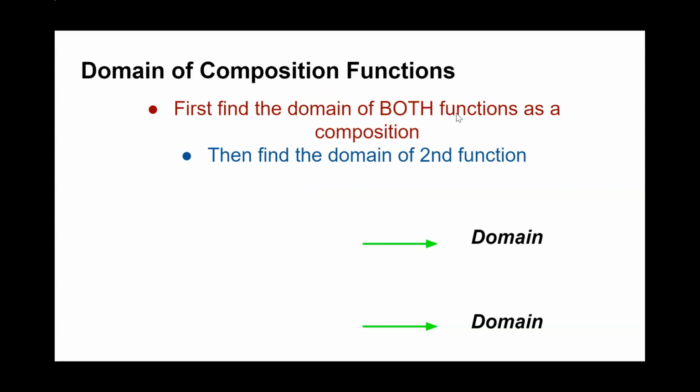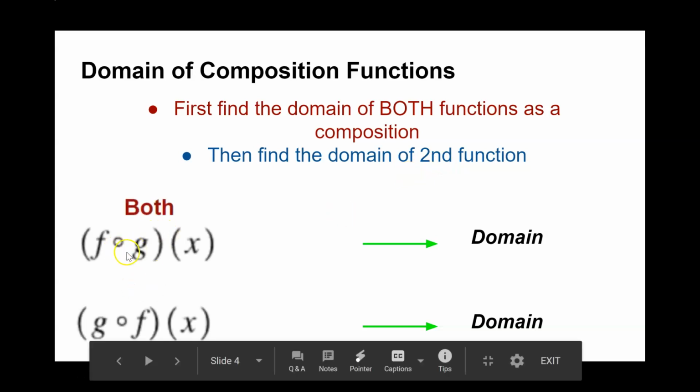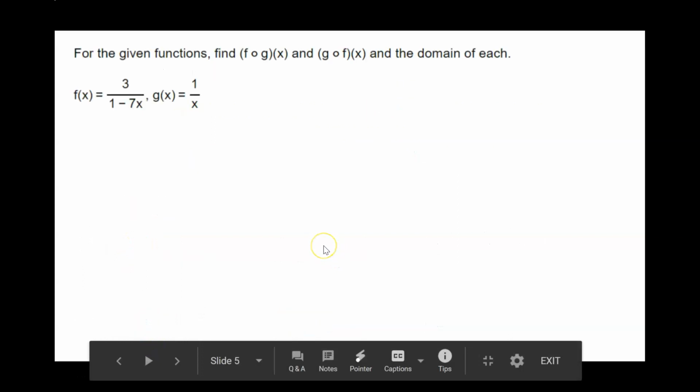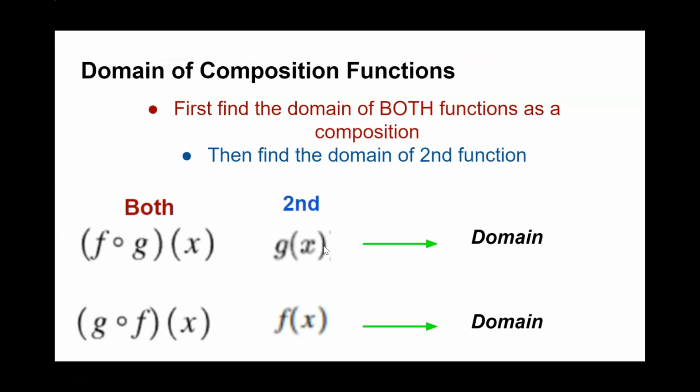Once you do the composite and put them together, we need to find the domain of that answer. That's the first thing we need to do, and kind of set it off to the side as far as the domain is. Then we need to find the domain of the second function. So whatever comes second in the composite is the one we need to find the domain for. So when we get the answer for both f of g and g of f, that's going to be the first domain. And then we find the domain of the second part. And then we're going to find out what they have in common, and that's going to be the domain.